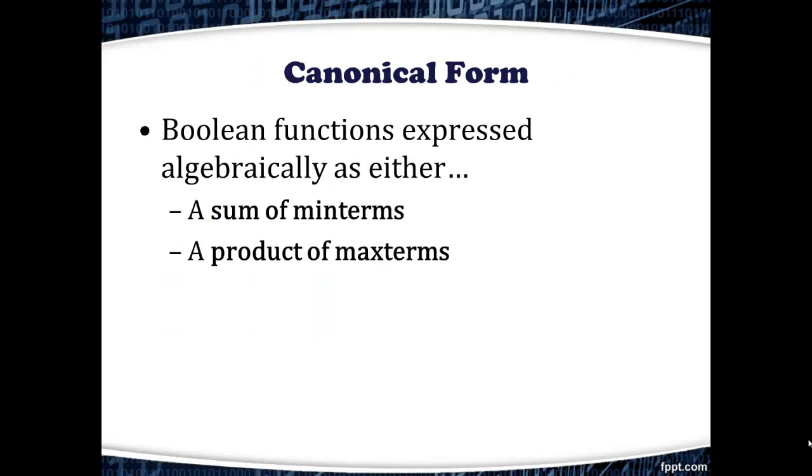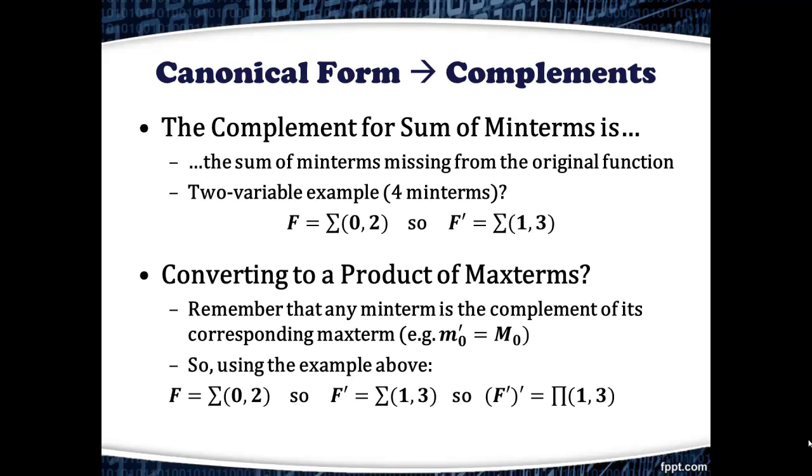So canonical form means that Boolean functions can be expressed algebraically as either a sum of min-terms or a product of max terms. Complements come in handy with canonical form. The complement for a sum of min-terms is simply the sum of min-terms that are missing from the original function. The example shown here for 2 variables and 4 min-terms uses summation notation, which is often a shorthand for expressing a function algebraically.